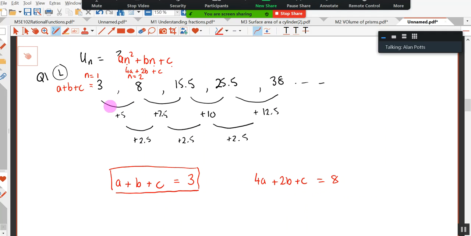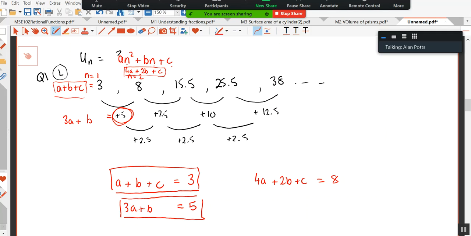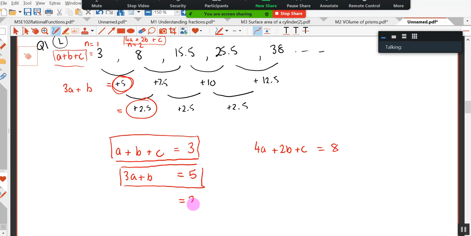The next line down would be the difference between 4a plus 2b plus c and a plus b plus c. So the first line of difference is 5 on that number. What would this one be? Do you remember? 3a plus b equals 5. So that's the second equation. And then the final line, because I can stop there as it's a quadratic, that number there, what's the algebra for it? A equals 2.5. Exactly. All right.